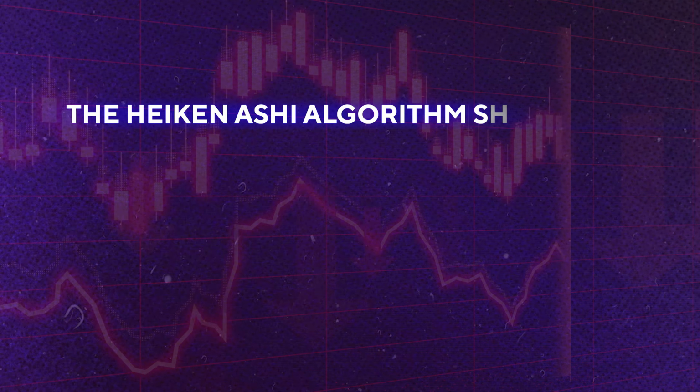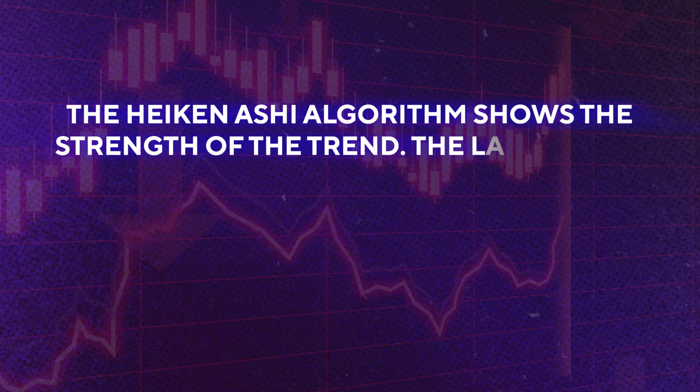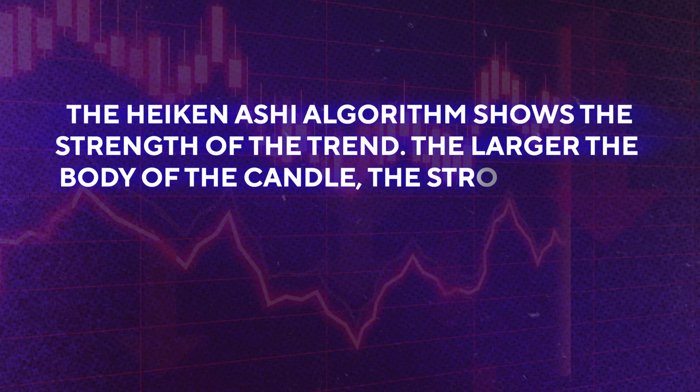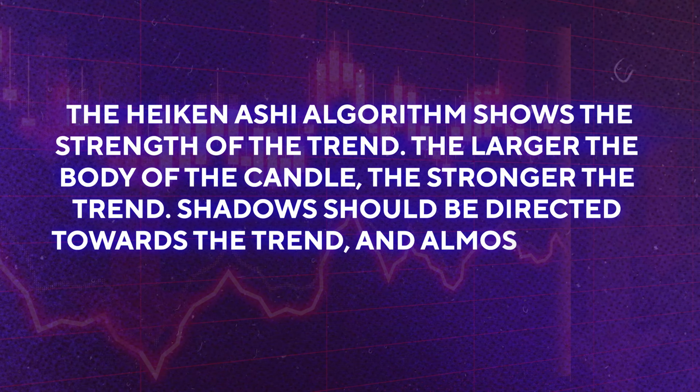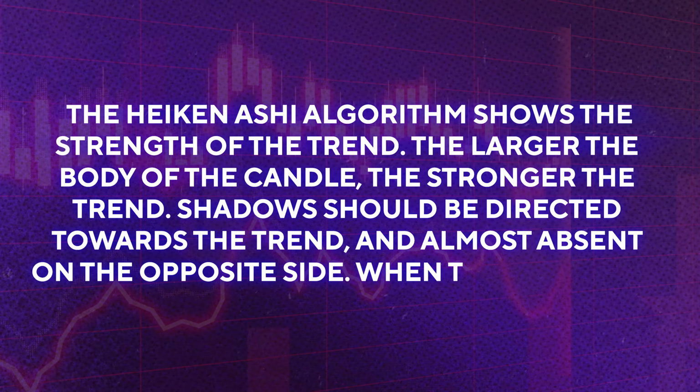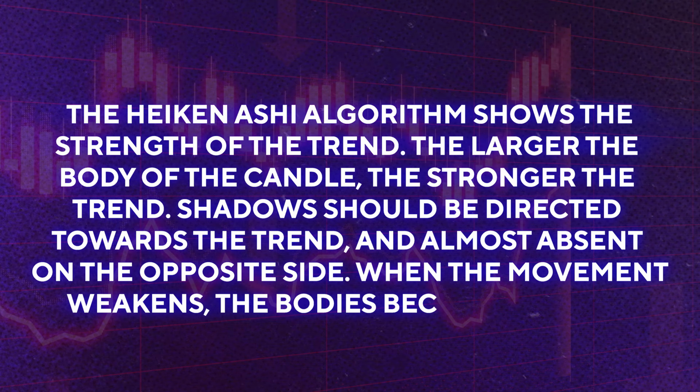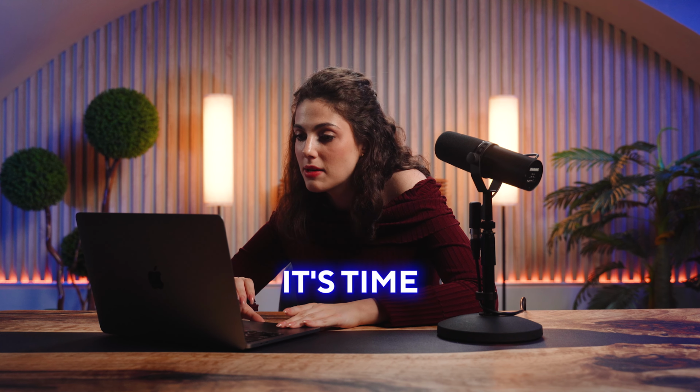Another feature of Heikin Ashi is that the algorithm shows the strength of the trend. The larger the body of the candle, the stronger the trend. The shadows should be directed towards the trend and almost absent on the opposite side. When the movement weakens, the bodies become smaller. This is a warning that it's time to close the position. Therefore, in this trade, I didn't immediately open for an increase, but waited for the exit from the sideways trend, which was confirmed by both the candles themselves and the stochastic leaving the oversold zone.